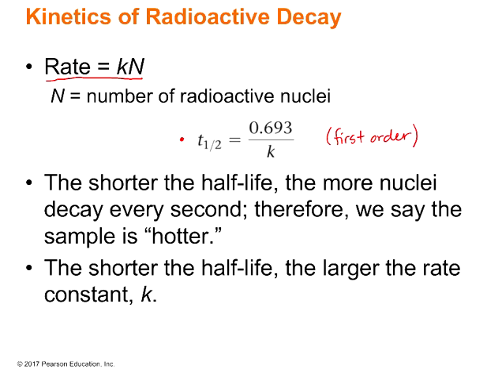What this also tells us is that the shorter the half-life, the more nuclei decay every second. And we will say that the sample is hotter, quote unquote. Now, the shorter the half-life, the larger the rate constant. So for instance, some radionuclides or radioactive elements might decay a lot faster than other radioactive elements. Now, this might be a good thing or a bad thing depending on the situation. And we'll talk about some of those situations later on.